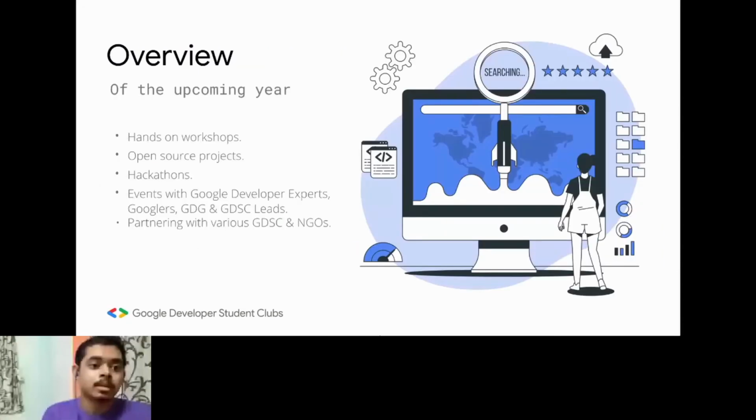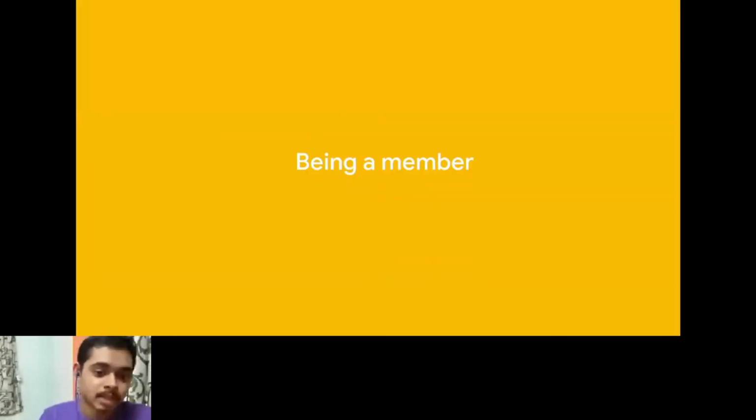year. Other than that, from our side, we will do hands-on workshops, we will do open source projects and lots of open source projects. We will do hackathons, we will do events with Google Developer Experts, Googlers, GDGs, Google Developer Groups, and GDSC leads. Partnering with various GDSCs and NGOs will be a goal of this year. And we'll do all of them. Just note it down in your notebook and put a checkbox so that we can track our progress for this year.